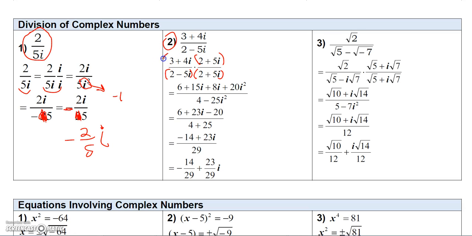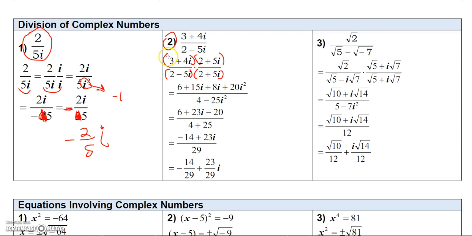Okay, so multiplying the denominator, that's actually the easy part, because since this is 2 minus 5i and this is 2 plus 5i, I can use my difference of squares formula, and I'll just get 2 squared, which is 4, and then minus 5i quantity squared. So here we square the 5. So I get 4 minus 25i squared.